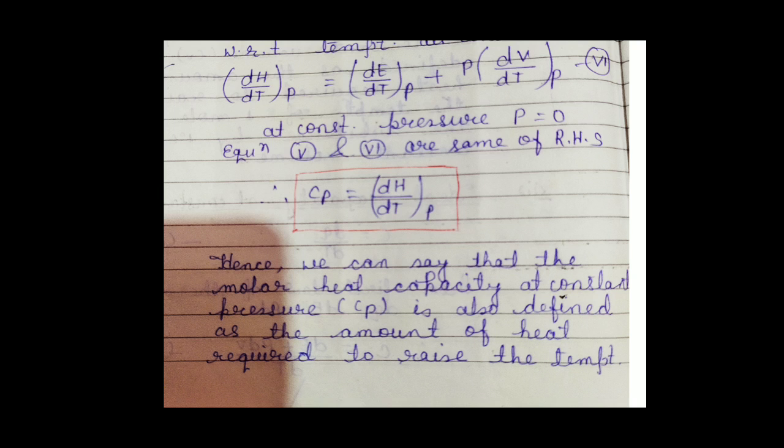Hence, we can say that the molar heat capacity at constant pressure is also defined as the amount of heat required to raise the temperature by 1 degree Celsius.